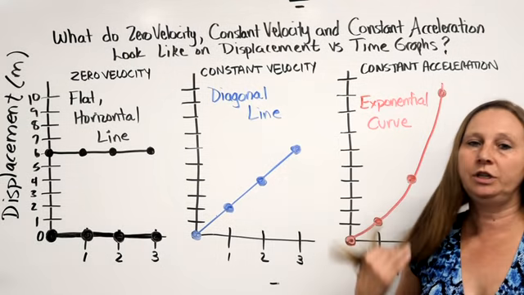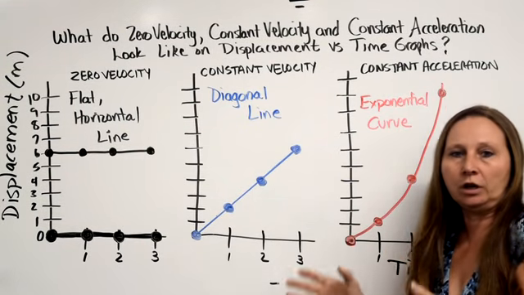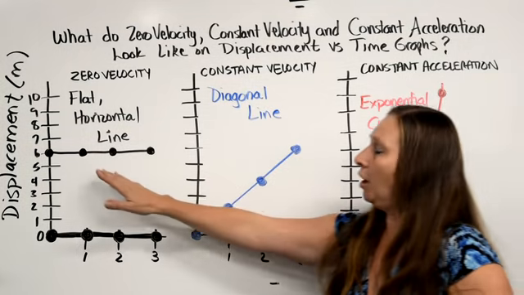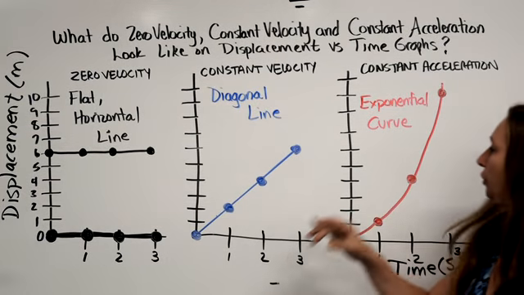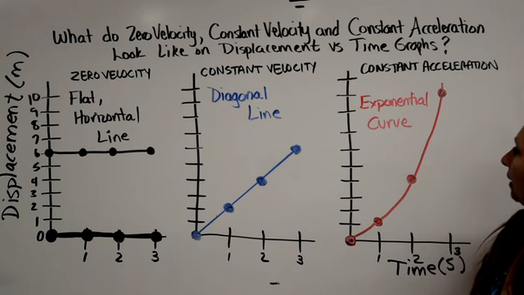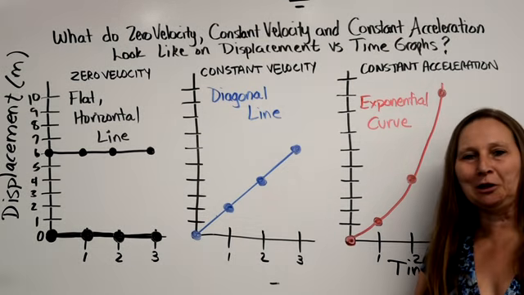So now, when your teacher asks you what does it look like, you can't say, oh, it's a line. Because what we want to know is, do you mean a horizontal line, do you mean a diagonal line, or do you mean a curve? So you have to be specific. Moving right along.